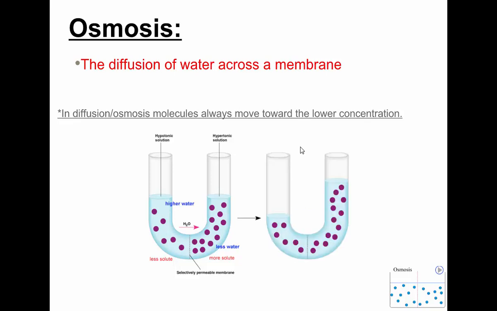And what it ends up looking like is this. Water molecules diffused from a higher concentration here to a lower concentration here, and the water level would increase because of osmosis. Molecules always move toward the lower concentration. That's an important thing to remember.